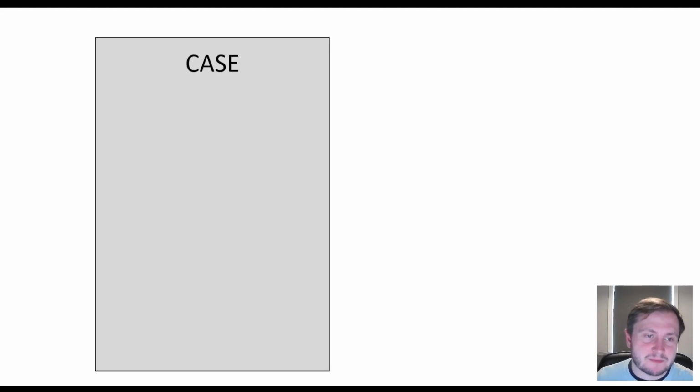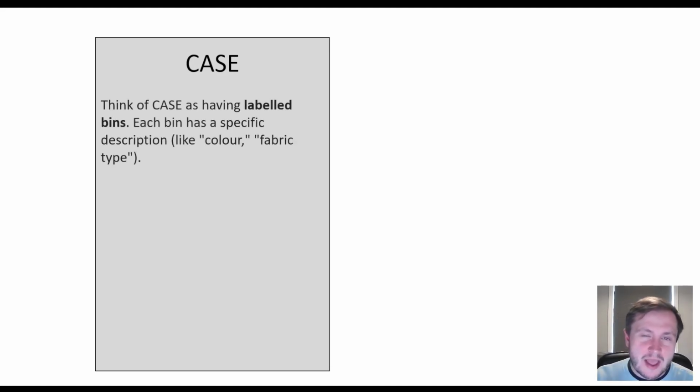Let's imagine we've got all of our clothes, be it our dirty laundry and our clean clothes, all set out in front of us, and we want to categorize them based on the color or whether they're dirty or clean. Which one should we use? So if we have a look at a case statement, case statements are labeled bins, essentially, so buckets that you can put your items into. So each bin has a specific description, such as the color or the type of fabric that the clothes are, and that's how we can categorize our items.